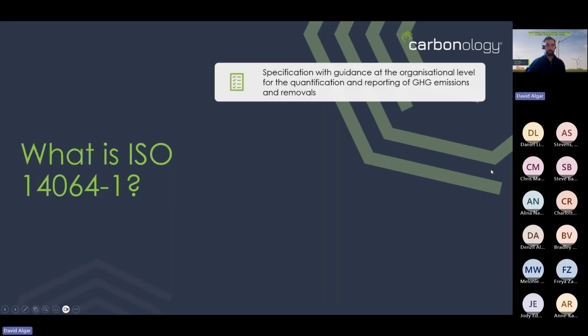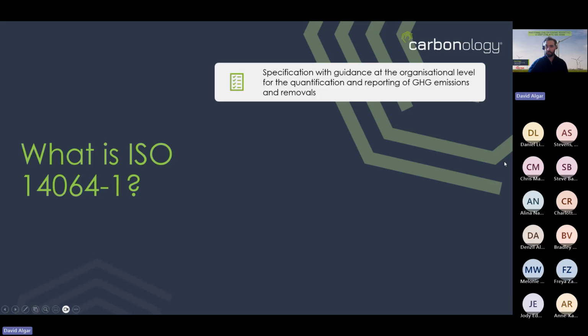So to get started with 14064, it's got a very catchy title. Let's see if I can say it right. Specification with guidance at the organizational level for the quantification and reporting of GHG emissions and removals. Two things I'd like to flag there. It's at the organizational level. So plain English, that means it's for companies most of the time. It can be applied to other entities, like charities or local authorities, but most of the time it's for companies. The reason I flag this is just to mention it's not one for products or services directly, and it's easy to get them mixed up, but this one is very much for companies.